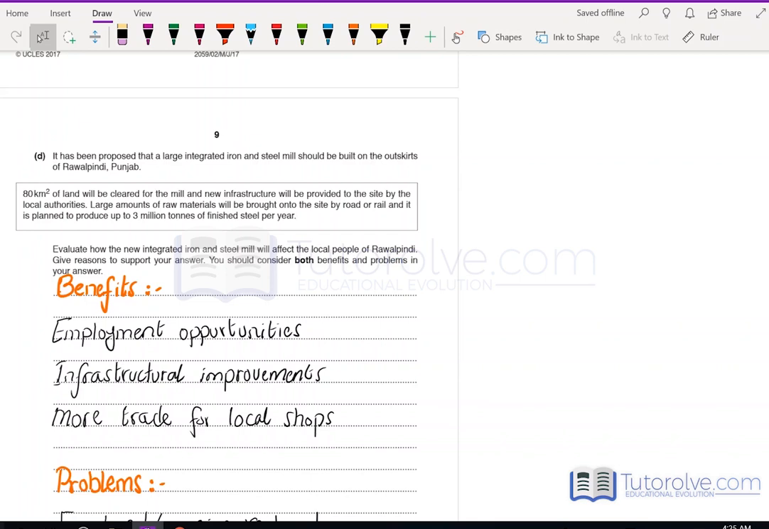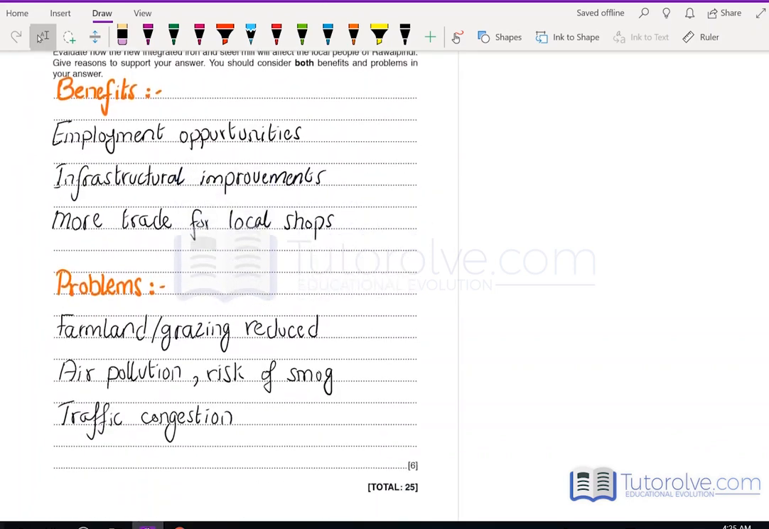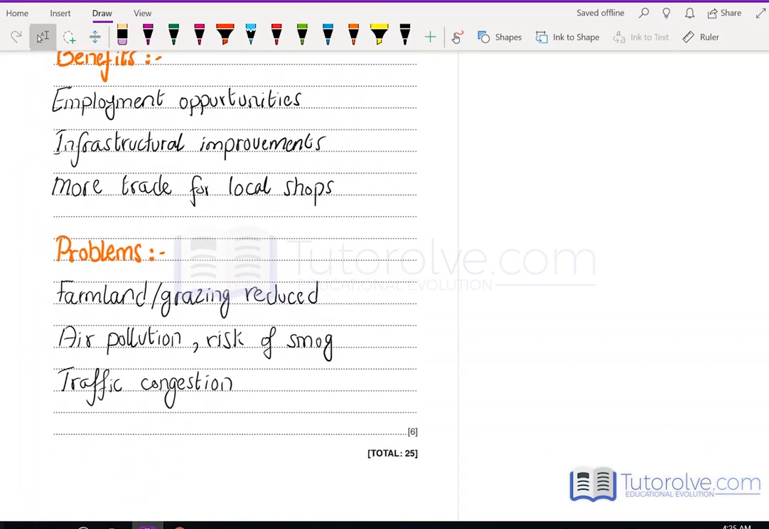And there will be more trade for local shops. Now local shops will benefit because there will be easy trade available within the city for steel. Some of the problems are that a very large amount of land will be destroyed or demolished because they need to build a mill, so farmland and grazing will be reduced. So a lot of agricultural outputs would have to go out of business because of that.